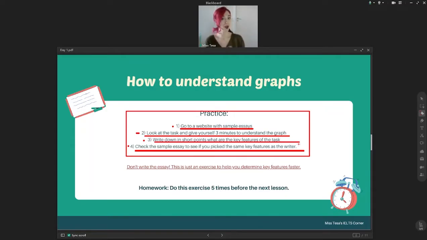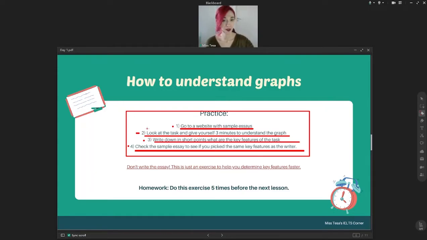And the more you do this, the quicker it will be for you to understand graphs and charts and so on. And you will waste less time on the actual exam on understanding what you need to write about, right? So, I mean, I can tell you write 5 essays, but it's so much quicker to just do this exercise 5 times instead of writing 5 essays. It's going to save you so much time.